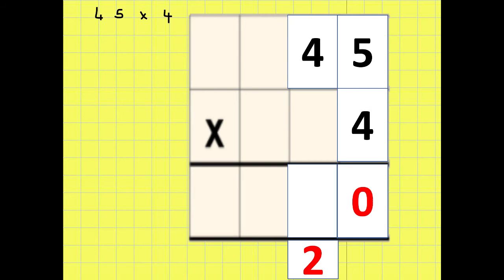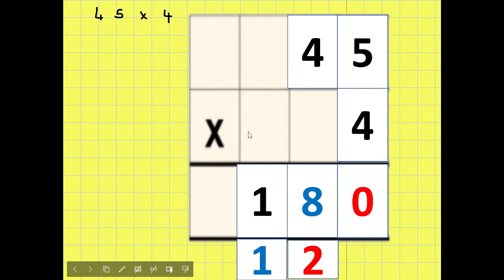We've got 4, 8, 12, 16. But I must add this 2 as well. Okay, so I've got the 8 there, the 1 underneath. Okay, and then because it's the only one in the column, I add the 1 to my answer, which is 180.